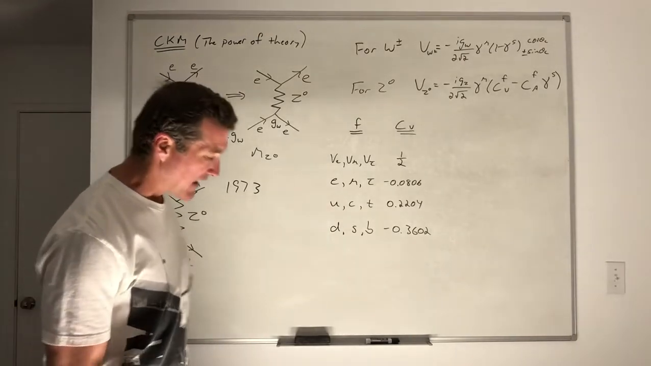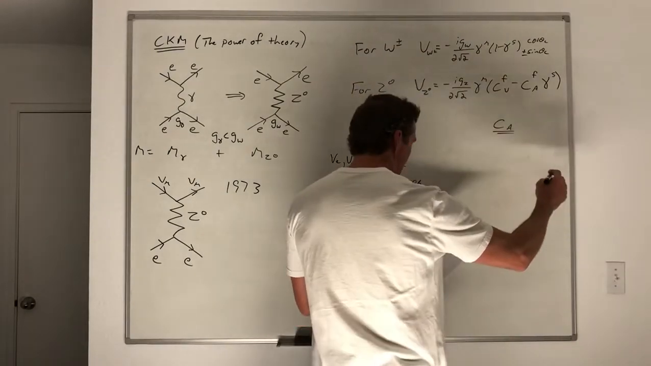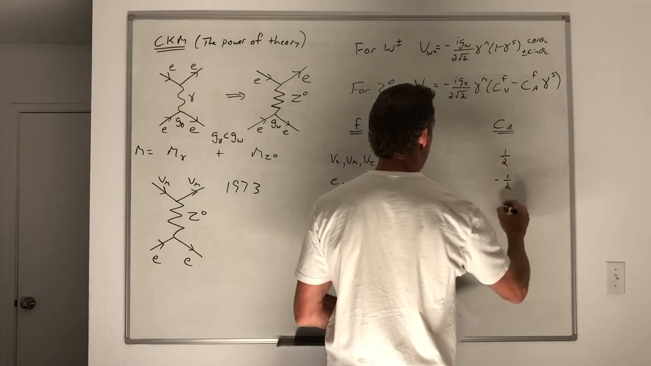Okay. Now the C_A factors are actually pretty simple. They just alternate from 1/2 to minus 1/2.